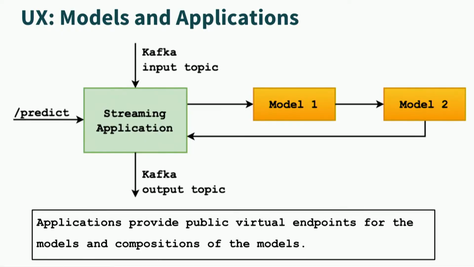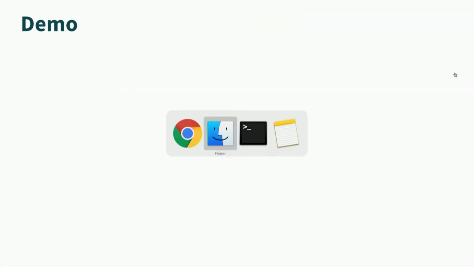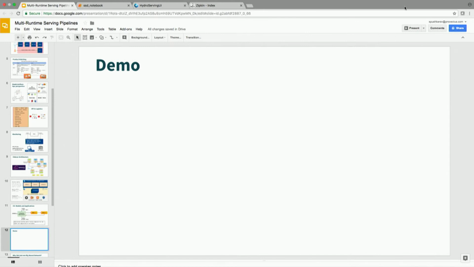And where are the actual pipelines? The models we deployed, the functions we deployed to the cloud, are actually building blocks for the applications. Applications are like virtual public endpoints for the models or compositions of the models. In that case, it's just for user experience. Let's take a look at what we have here for the demo.